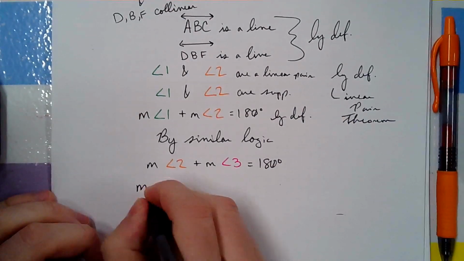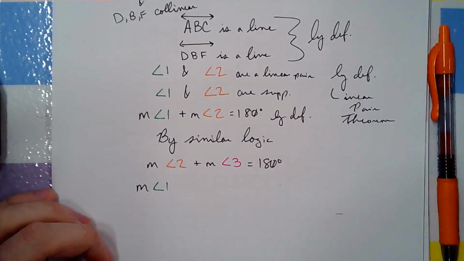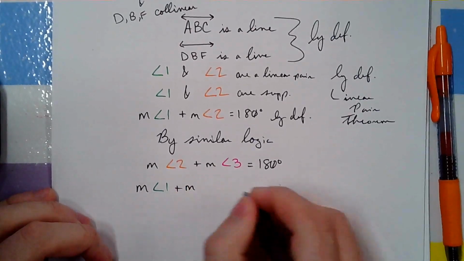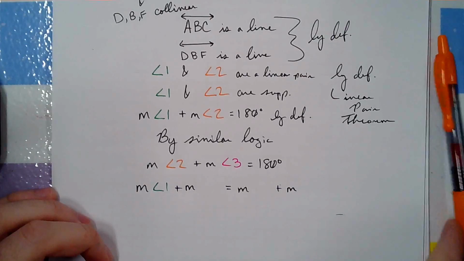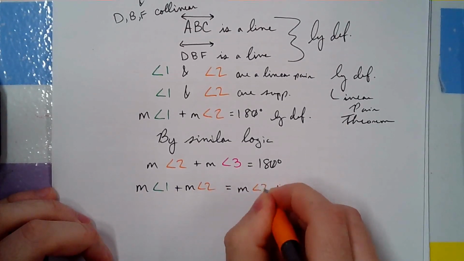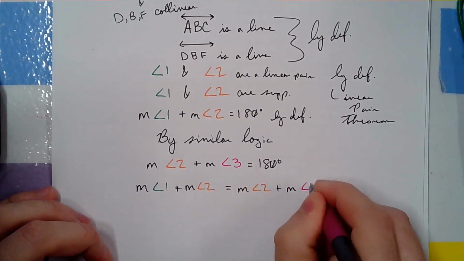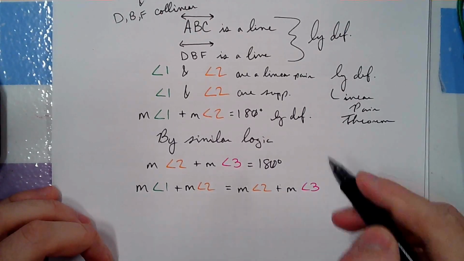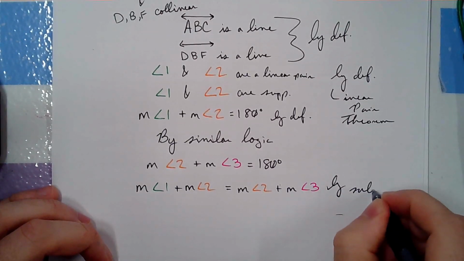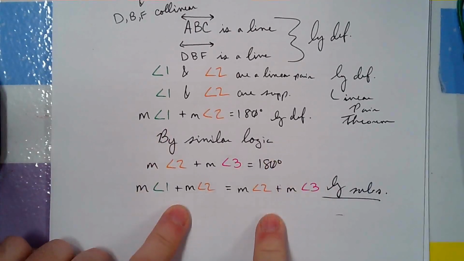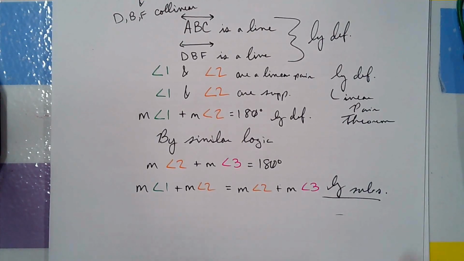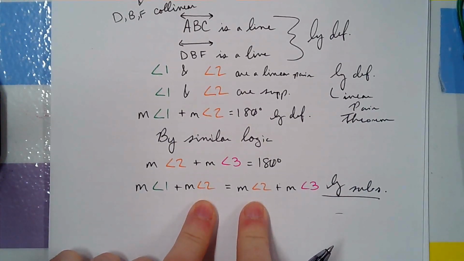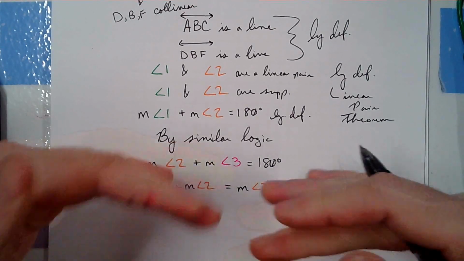So let's write that. Measure of angle 1 plus the measure of angle 2 equals measure of angle 2 plus the measure of angle 3. That was by substitution. Does this feel familiar? They both add up to 180, so we put them together. It's the last thing we've been doing, right? The last two. Except one of them was 90. All right, and now, subtraction property, yeah? You feeling it from here?